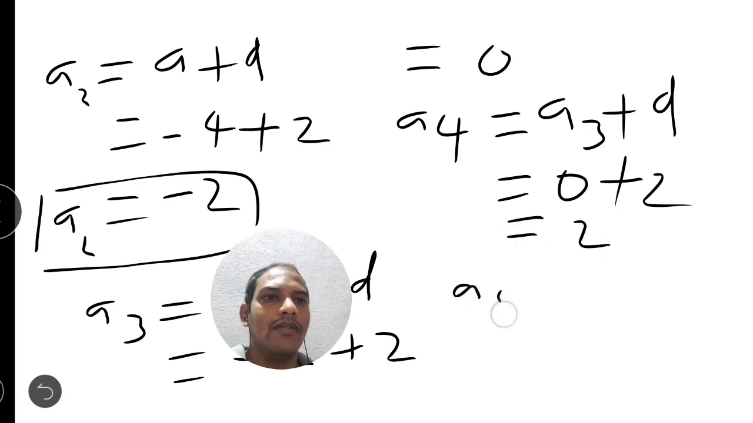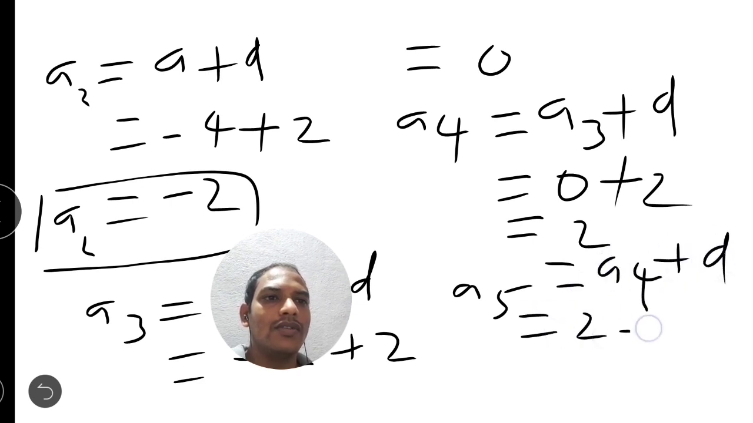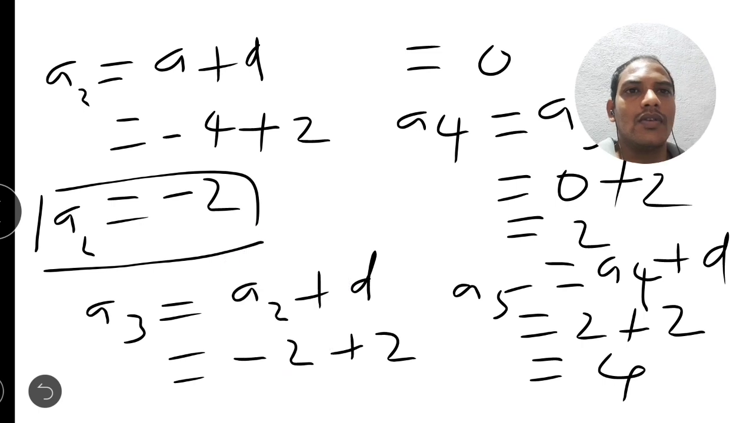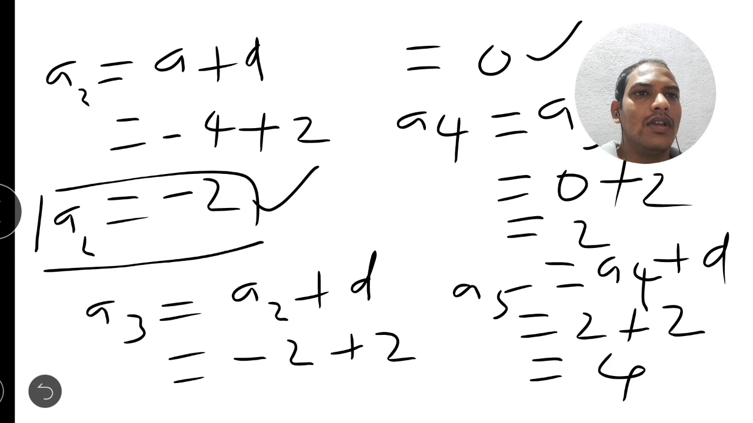Next, A5. A5 equals A4 plus D. A4 is 2 and the D value is also 2. Then A5 equals 4. So the A2 value is minus 2, the A3 value is 0, the A4 value is 2 and the A5 value is 4.